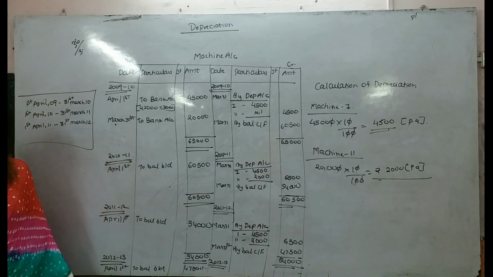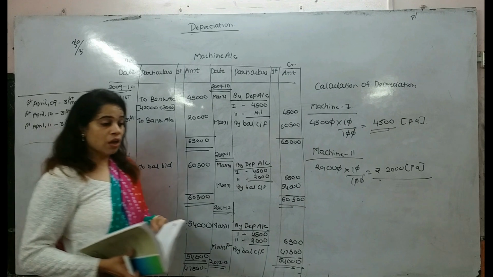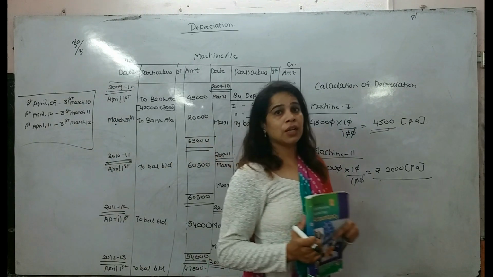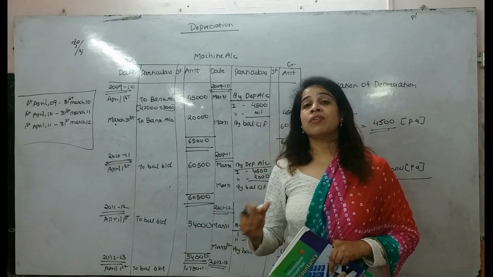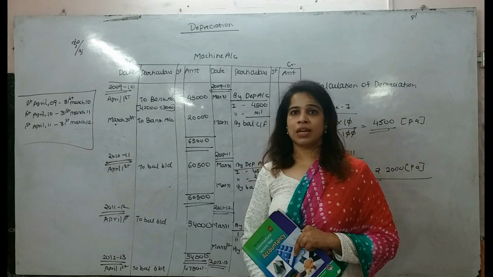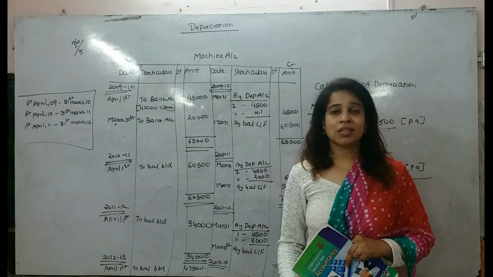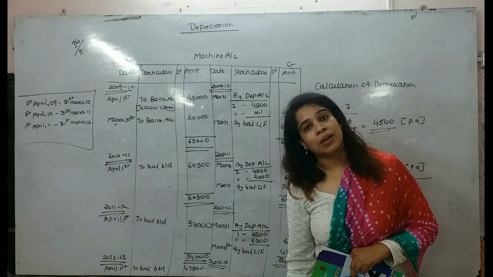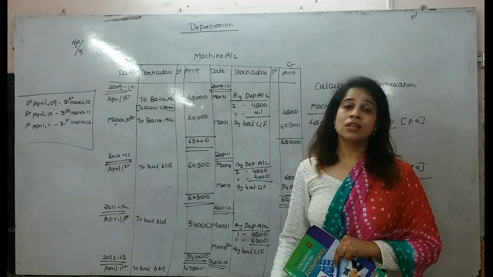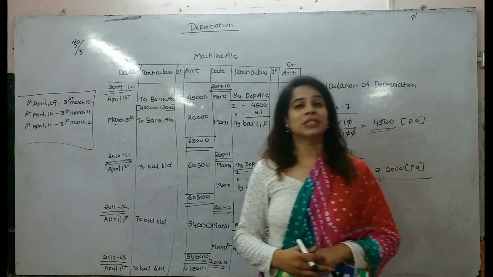In today's class, what we have learned is, if we are purchasing an asset in the middle of the year, how are we going to calculate depreciation on that particular asset? If we are purchasing 2 assets in a year, how are we going to calculate depreciation for those assets? This is what we have learned in today's class.